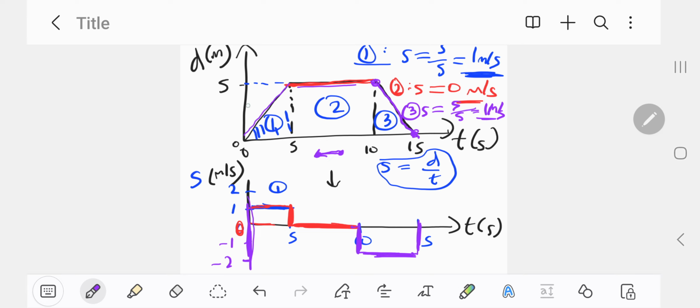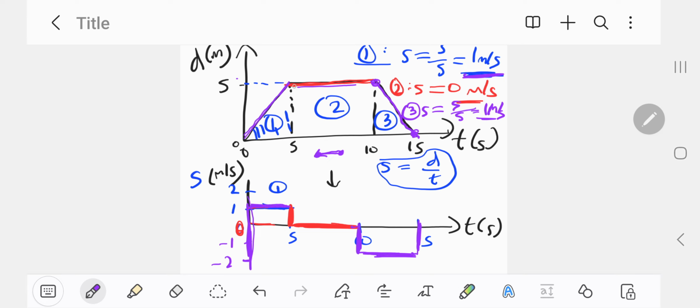The first triangle means it's a line going upwards. It's a positive gradient, positive slope in maths. So that means it's going to reach a point 5 meters at 5 seconds. So the speed is 5 meters divided by 5 seconds. That's 1 meter per second. Represent that using a straight, flat horizontal line.